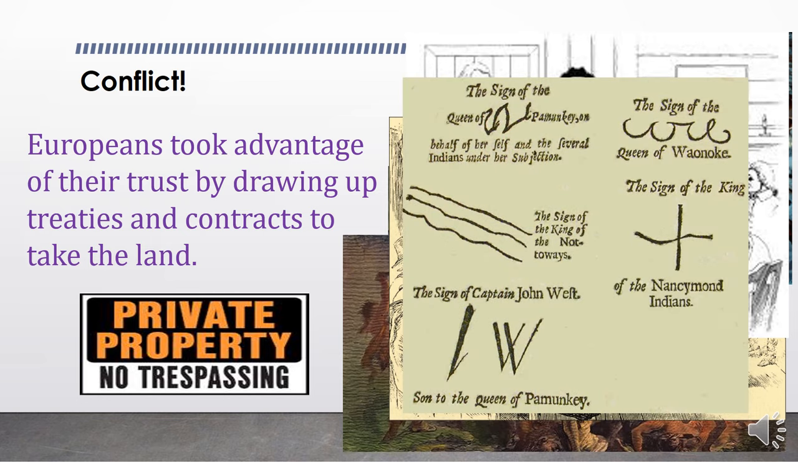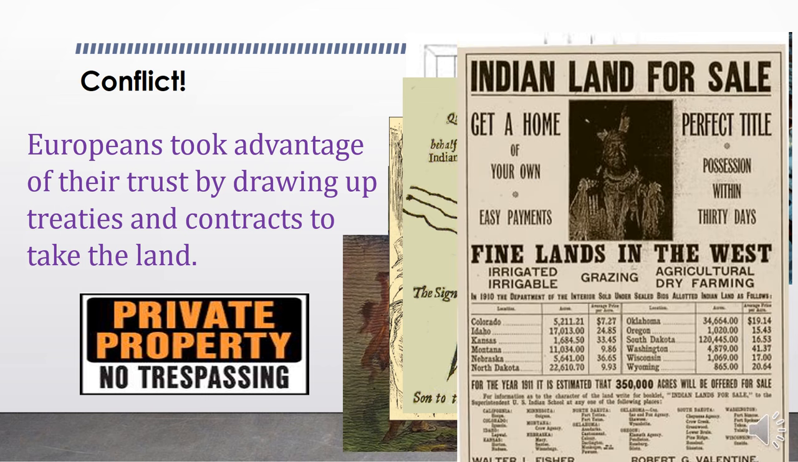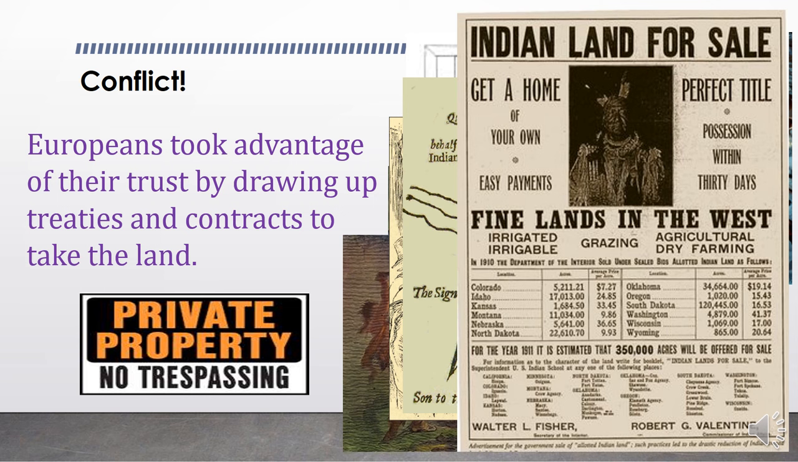So when a chief would sign the contract or sign the treaty, he would not use letters to sign his name, he would use a symbol. And these are some of the symbols that we've taken off some of these documents in order to capture what the Native Americans might have signed their name like. Indian land did not remain Indian land for long.